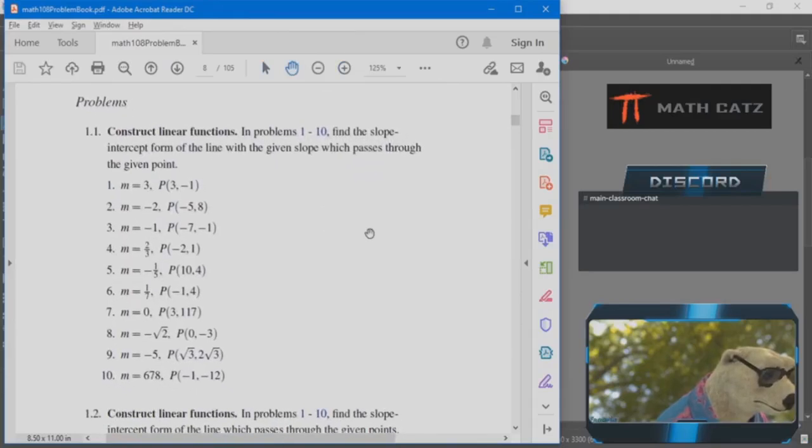So we want to construct the linear function, and the linear function is necessarily going to be the slope-intercept form. It says to find the slope-intercept form of the line with the given slope, and it passes through the given point.